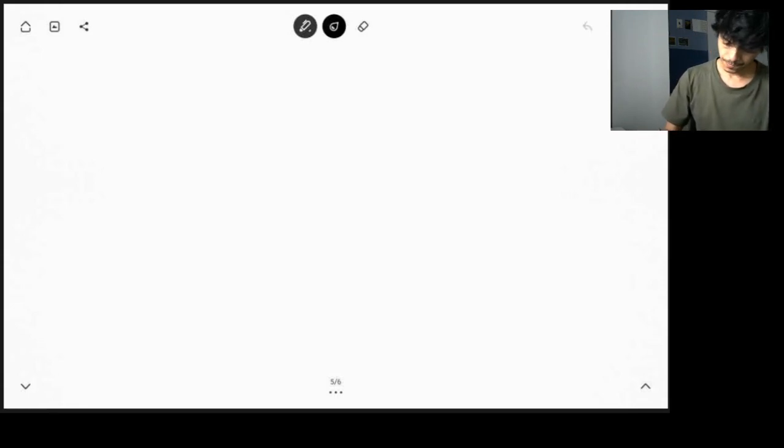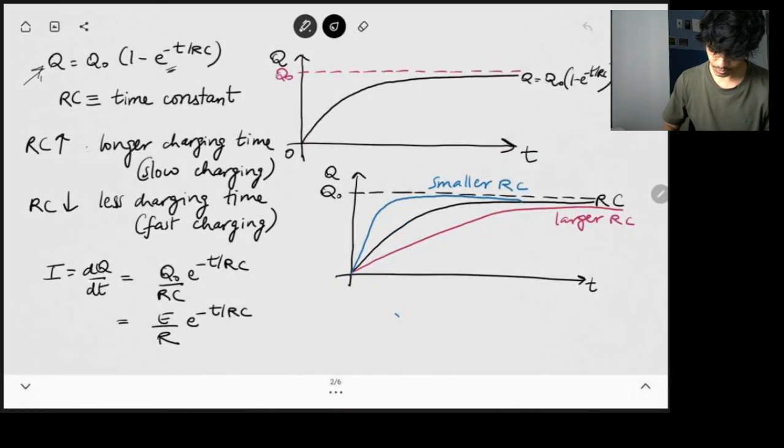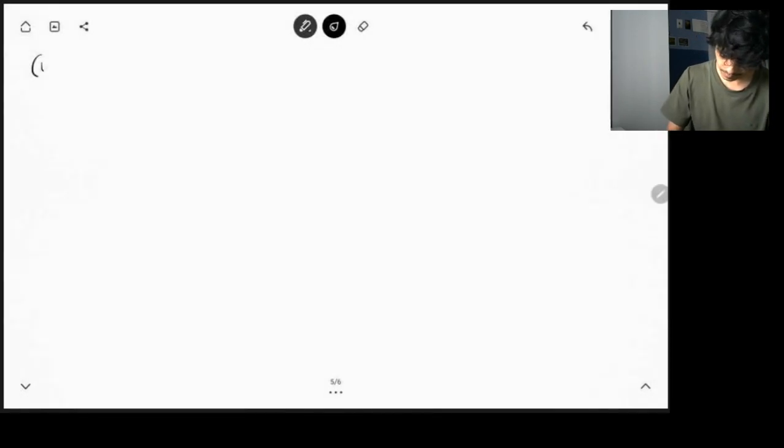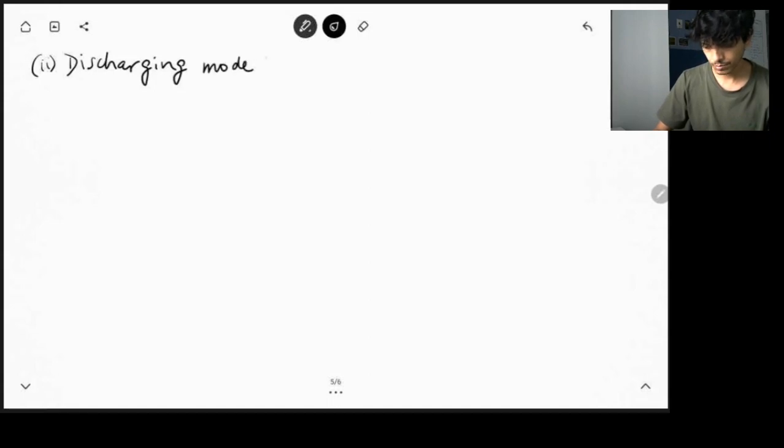Right. So the next part is to study the discharging of the circuit. So we did the charging mode before. This is the discharging mode, which means I have moved the switch to the down position.